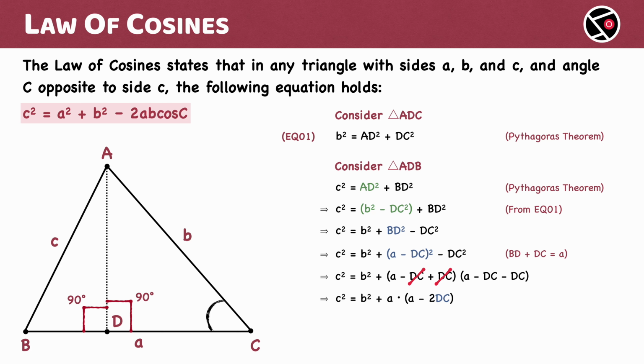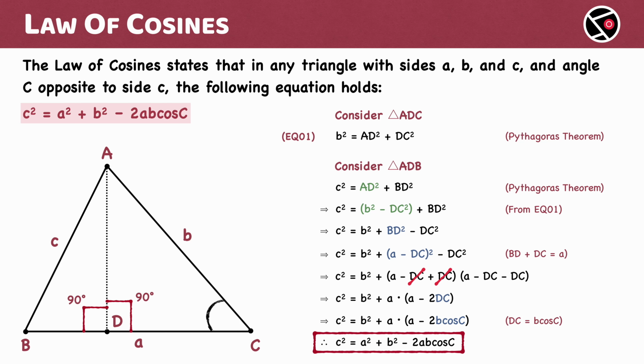Now, cos of angle C is DC by B. So, DC can be replaced by B cos C. And finally, we have C square equals A square plus B square minus 2AB cos C. With this, we have proven the law of cosines.